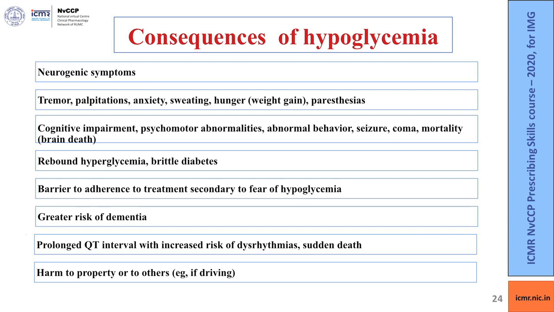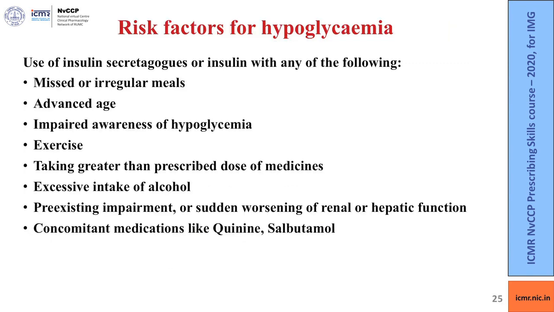Prolonged QT interval with increased risk of dysrhythmias and sudden death have also been observed, and patients may cause harm to property or to others, especially if they are driving when they are experiencing the hypoglycemic symptoms. So, what are the factors which put a patient at risk of hypoglycemia?